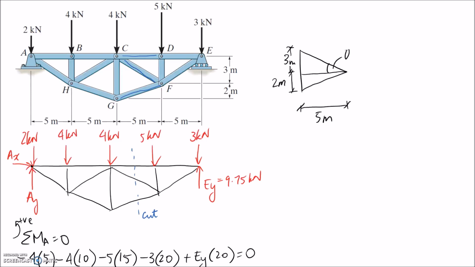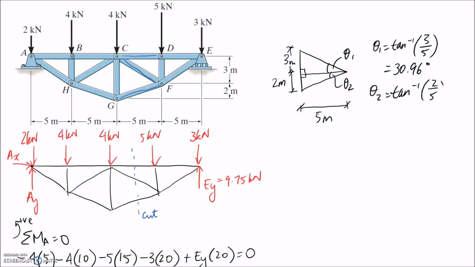So I'm going to work out these two angles. I'll call them theta 1 and theta 2. We know these are right angled triangles, so it's going to be tan inverse of the opposite over the adjacent. So that's 3 on 5 for the first one, and this comes to be 30.96 degrees. For the second one, it's going to be tan inverse of 2 on 5, and this comes out to be 21.80 degrees.